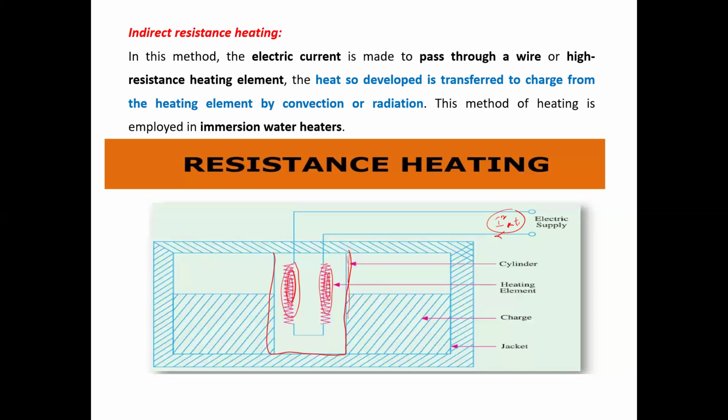What's this heating element? Maybe call it the charge. This can happen with the help of which thing here? Convection or else radiation. What are these two things? Modes of heat transfer. Whereas in the previous direct method, we use conduction. This type is used in which thing here? Immersion water heaters. I may use it in water heaters.